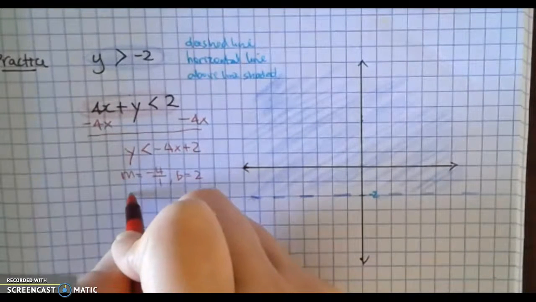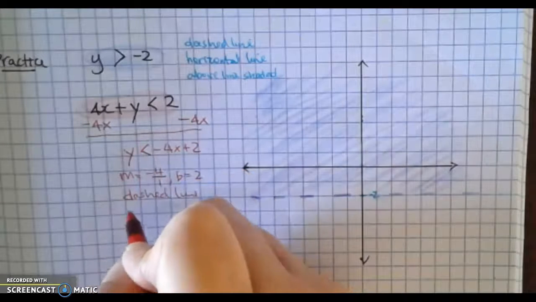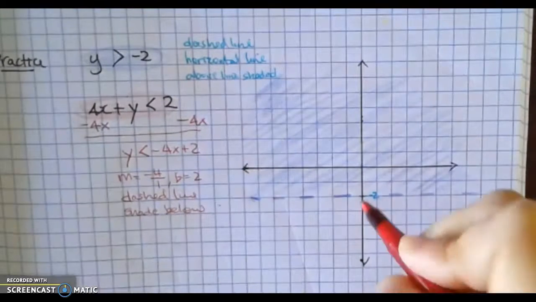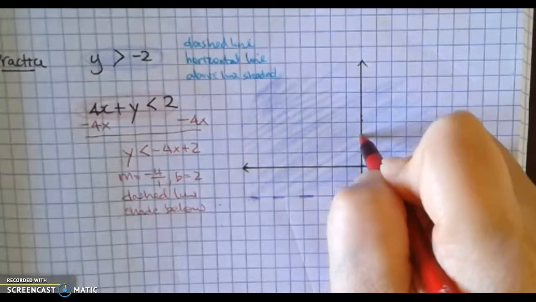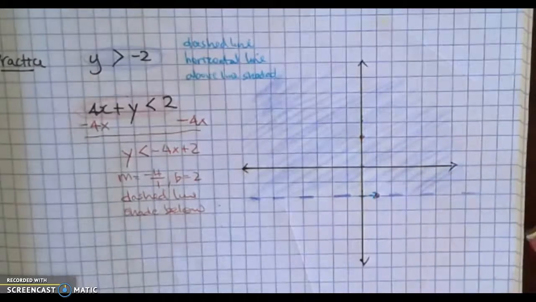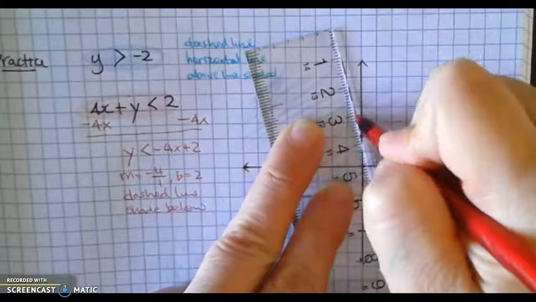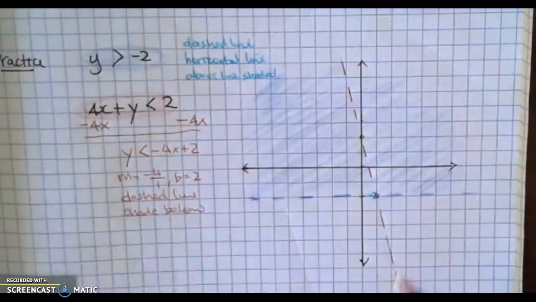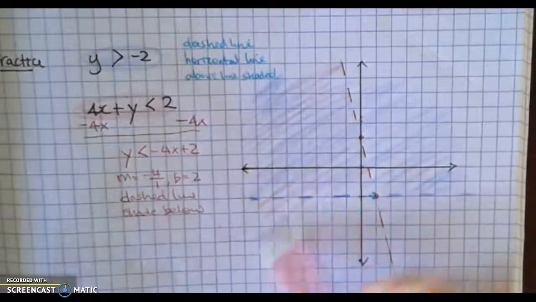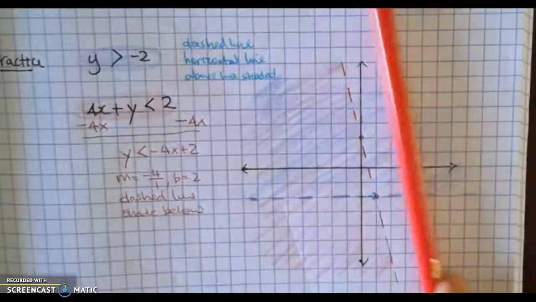Is it going to be a dashed line or a solid line? It's going to be a dashed line. And then y is less than, which means we shade below. So let's do that right now. The y-intercept is 2. From here, the slope is -4 over 1: down 4, and then right 1. So this is my next point. From here, I am going to draw my dashed line, and I am going to shade below. So shading below will give me this area.